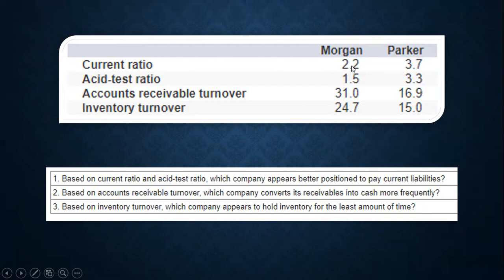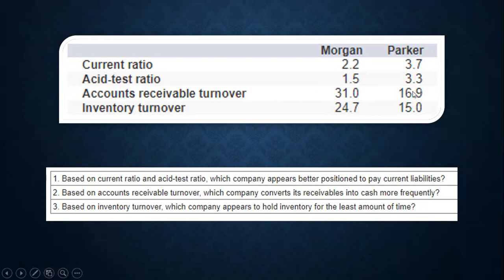All right, based on the accounts receivable turnover, which company converts its receivables into cash more frequently? We're going to look at these ratios in a minute, but we'll go ahead and cover these. So the accounts receivable ratio is how many times did we take our receivables, where customers owe us, and actually receive the cash from that. So Morgan did that 31 times in a year, basically, and Parker did it 17 times. So Morgan was able to turn their accounts receivable over faster. Customers paid them quicker than Parker Company did.